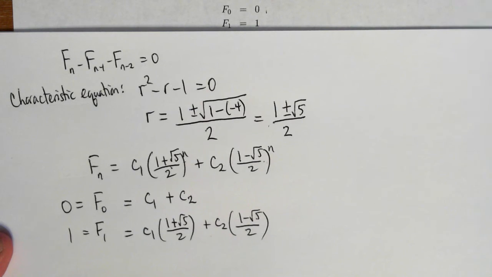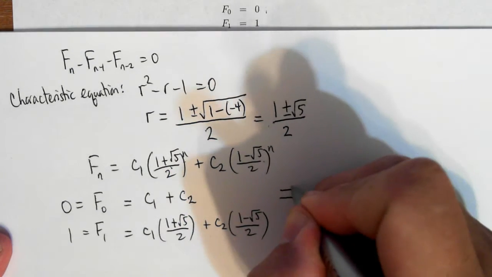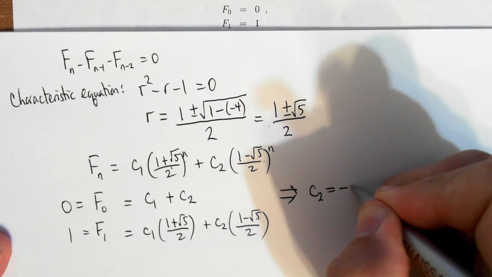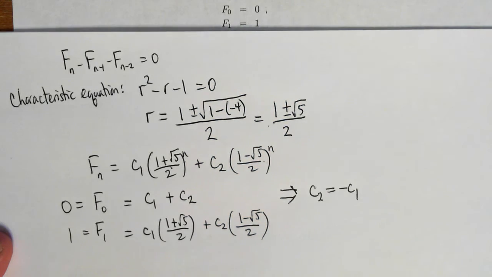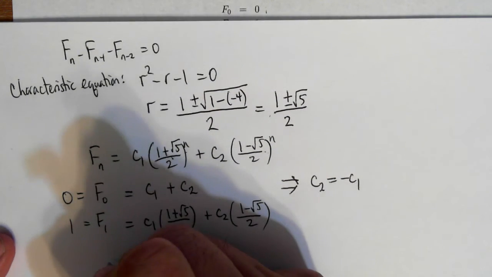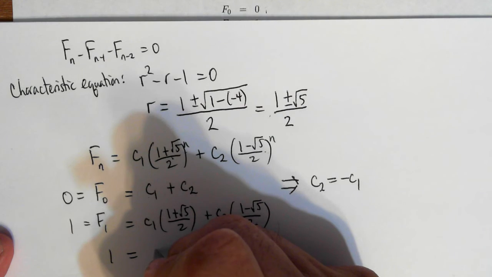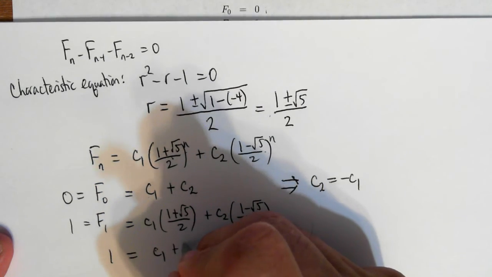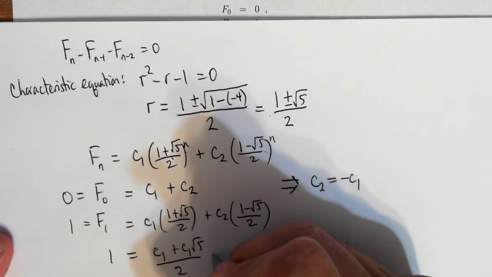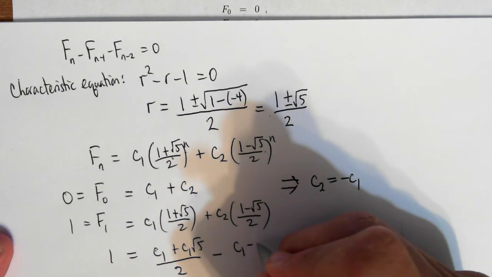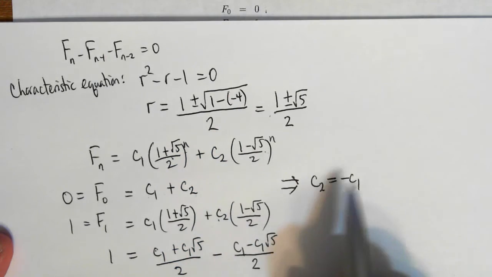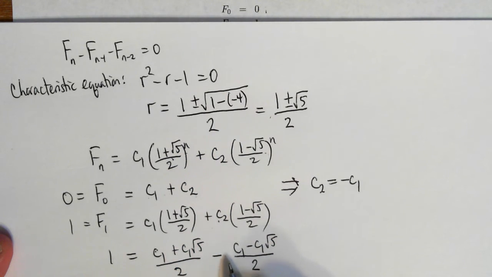The easiest way, in my opinion, to do this is to take the first equation and I'll solve for c2. So c2 works out to be negative c1 because 0 is equal to the sum of these two. Then plugging into the bottom equation, we get this is equal to c1 plus c1 square root of 5 over 2. Then we have minus c1 minus c1 square root of 5 over 2 because c2 is equal to negative c1.